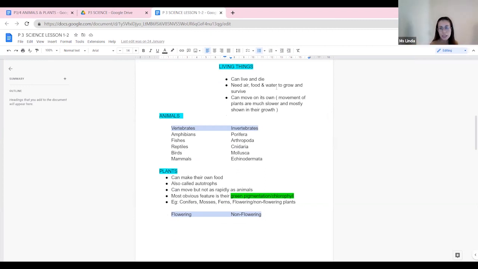So living things can live and die. They need air, food, and water to survive. We can move on our own, but of course, plants generally, when they grow, they change their position. So they move very slowly, and they only show movement in their growth. They can't really walk. They don't have legs. But other than that, we all can move.